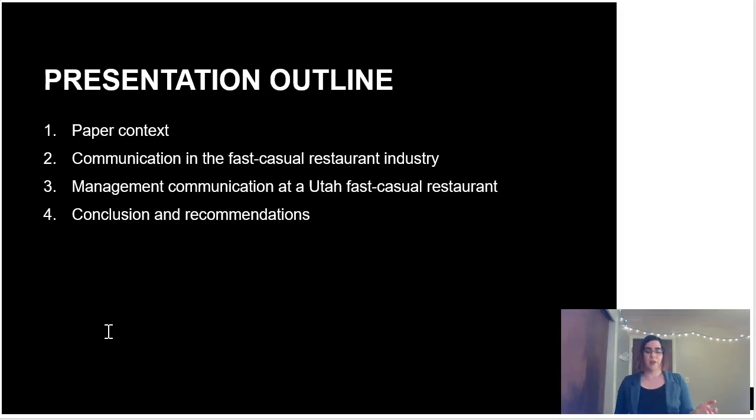I want to begin with a presentation outline of what I'm going to be talking about today. So we'll start with a little bit of context as to how my research in this area came about, how the paper I'm going to be presenting formed. Then we'll talk a little bit more broadly about some of the context and history around communication in workplaces, in the restaurant industry, and then we'll talk about more specifically management communication and communication strategies at a specific Utah fast casual restaurant. And then we'll end with a conclusion and some recommendations regarding communication strategies.